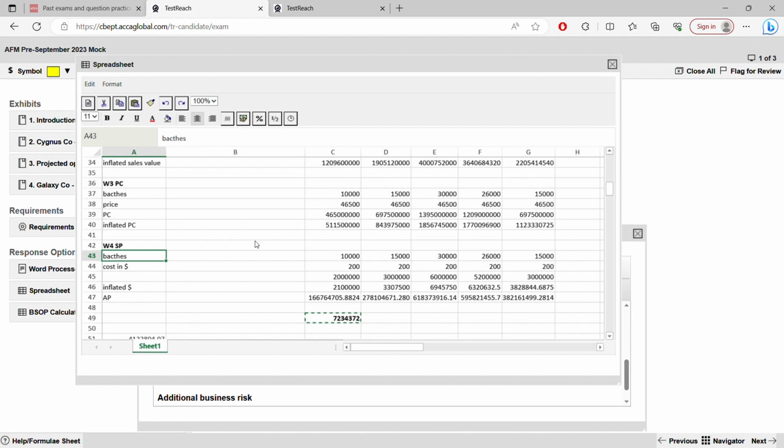Tax allowable depreciation, 2 marks. Okay, sorry, tax and tax allowable depreciation. Tax allowable depreciation 1 mark, tax 1 mark.